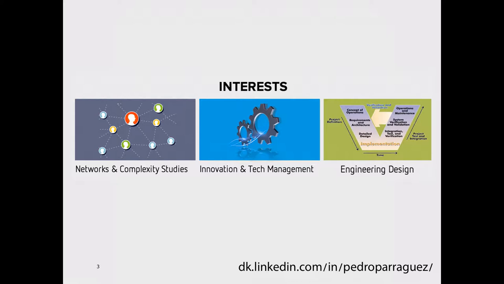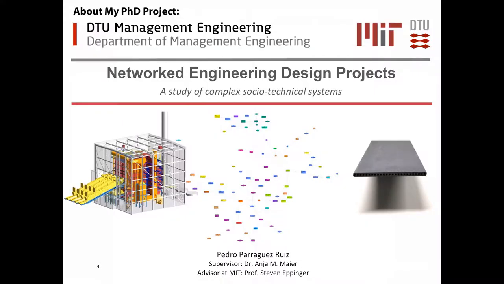In terms of particular interests, nowadays it is mainly networks and complexity studies, innovation and technology management, and engineering design. You can phrase it in that way, but there are some other ways in which I will also sometimes phrase it. My PhD project is about networks in engineering design projects, so how these networks affect engineering design projects that are fairly big and that you cannot really grasp in terms of complexity just by looking at direct interactions between a few people. This is about a lot of people interacting and creating complex behavior out of that interaction.